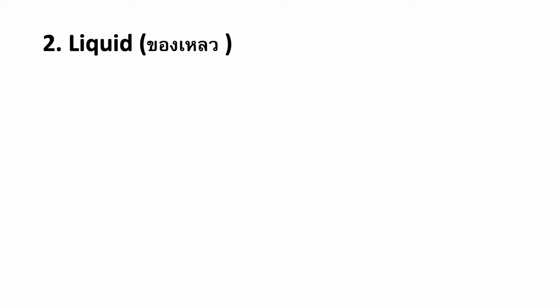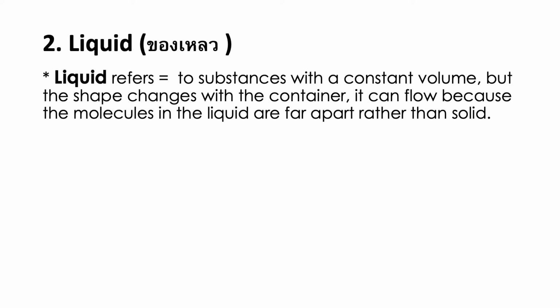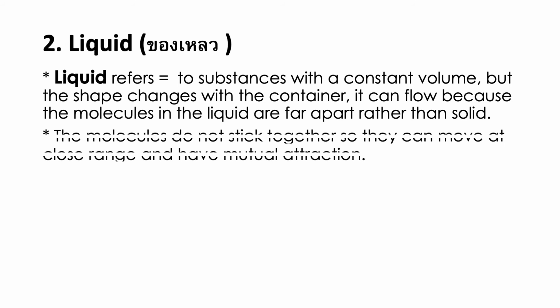Number 2, liquid. Okay, can you read inside? Good. Very good. Now, liquid, kids, refers to a substance with a constant volume but the shape changes with the container. It can flow because the molecules in the liquid are far apart rather than fixed like a solid. Now, the molecules do not stick together, so they can move at close range and have a mutual attraction.